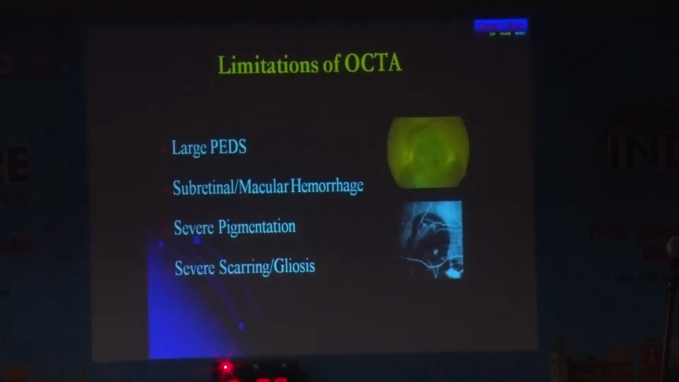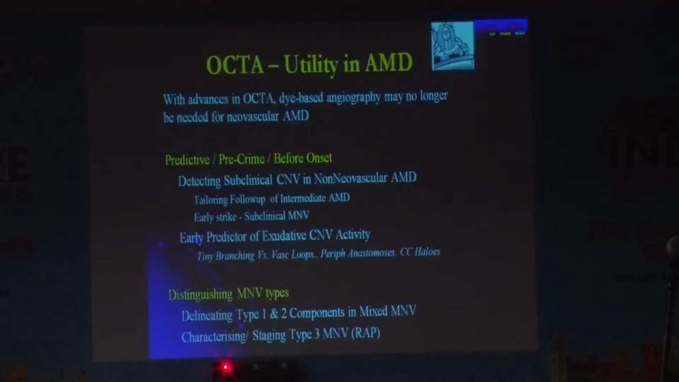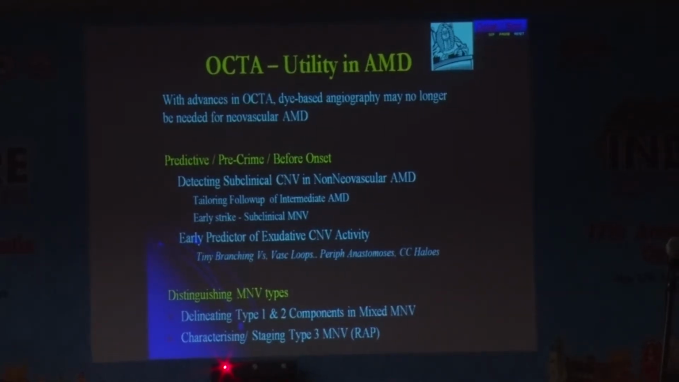The limitations of OCTA are large PEDs, subretinal macular hemorrhage, severe pigmentation, and severe scarring or gliosis. There will always be a challenge for them to move out. So with advances in OCTA, dye-based angiography may no longer be needed for neovascular AMD, probably in 3 to 5 years' time. It's predictive, it detects subclinical CNVM, as I said, in non-neovascular AMD, and helps tailor the follow-up. When you see that, you can decide when to call the patient if you're seeing it growing faster. It helps you strike earlier in subclinical CNV cases.